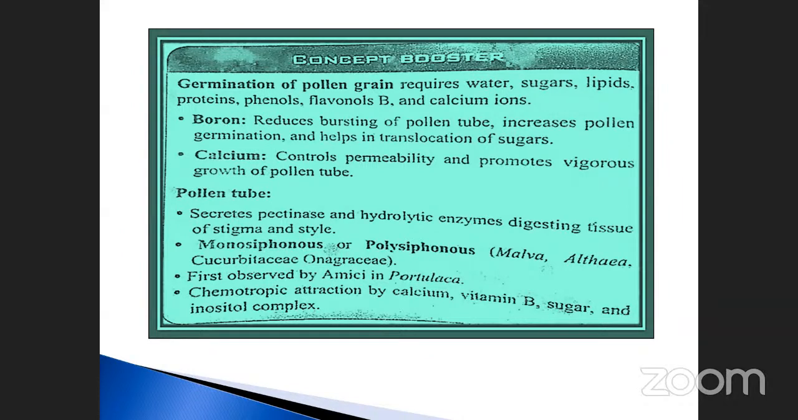Pitcher plant means the leaf modified into a pitcher form. What is that? Nepenthes, an insectivorous plant. There also, many hydrolytic enzymes are secreted by the plant. Just for the information, the digestion tissue here is animal tissue, since it is an insectivorous plant, and the animal tissues are digested by the hydrolytic enzymes secreted.